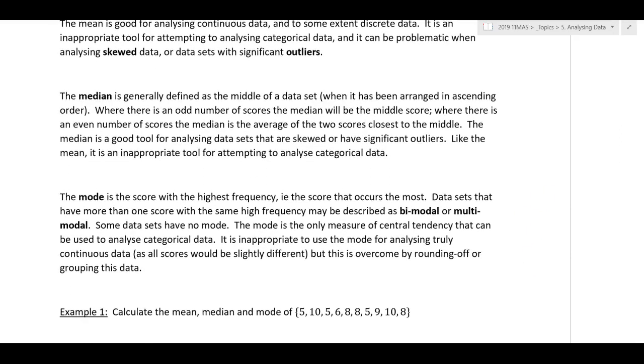The mode is the most common score, the score with the highest frequency. Now, the mode is the only real tool we have for analysing categorical data, not numerical, nominal and ordinal data. Okay, so the mode is good for that. We can use it for other things. We tend not to very much, honestly, because it doesn't really tell us too much, and often you can just sort of see it at a glance anyway. There's not much analysis involved in it.